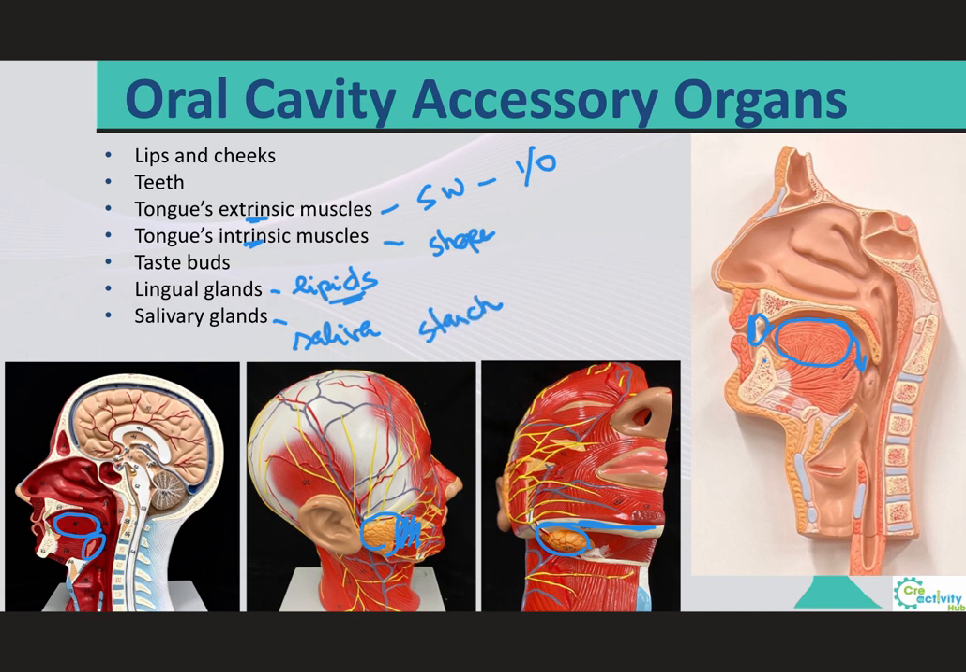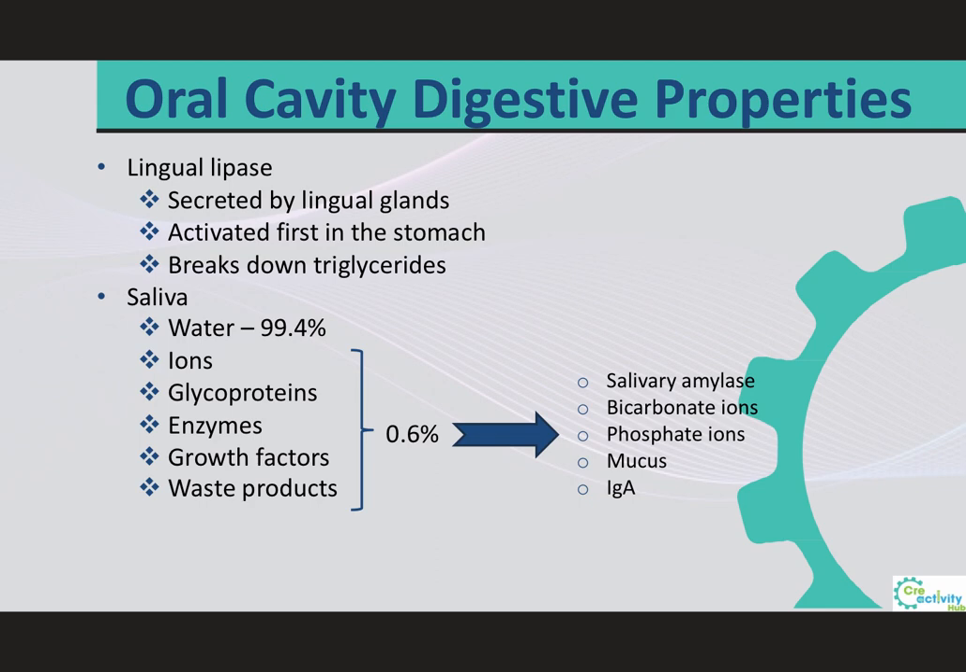So again, another reason why it's important for you to chew your food well before swallowing, because a lot of the digestion already starts in the oral cavity. So like I said, two important digestive properties are the lingual lipase and the saliva. The lingual lipase is going to be secreted by the lingual glands. Like I said, it's going to be activated first in the stomach, and it will have an important function in the breakdown of triglycerides. Now, the saliva is essentially made up of water.